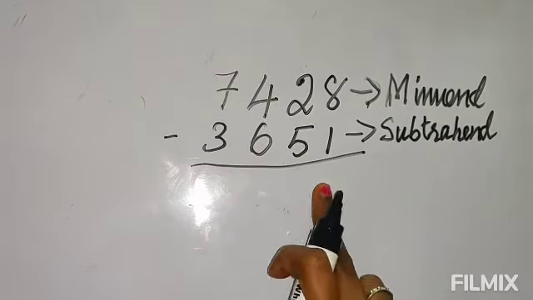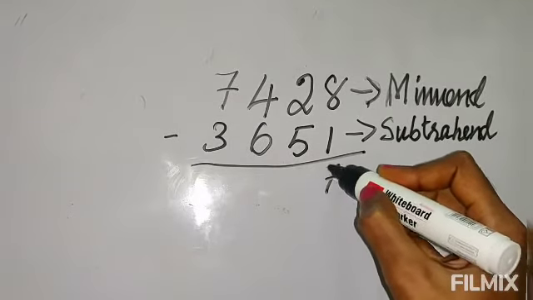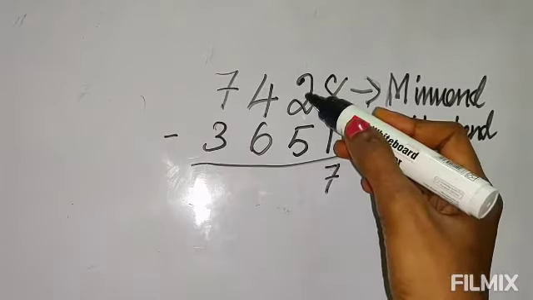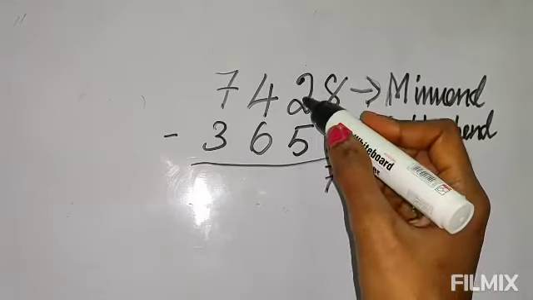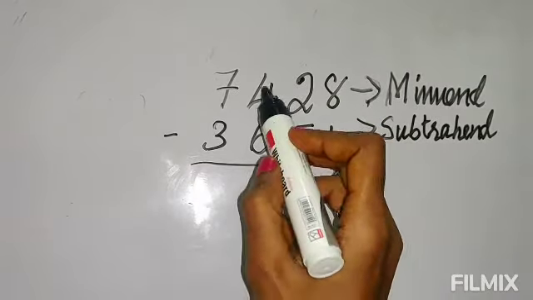Okay, let's subtract this one. 8 minus 1, 7. And now if you see the tens place, 2 is here and 5 is here. 2 is small, 5 is big. So you cannot minus the bigger number from the smaller number. So you will borrow from the hundreds place. So in the hundreds place 4 is there.